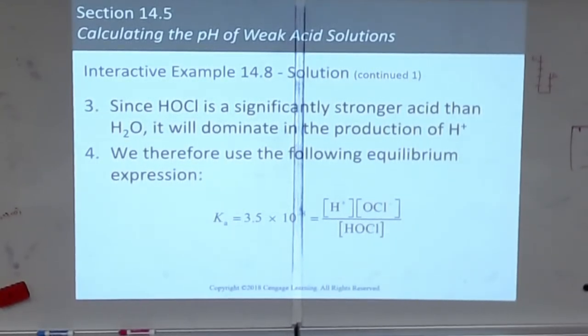That leaves me with these guys. These are the same, right? So if I say x here, this can also be x. And so Ka, 3.5 times 10 to the minus 8th, equals x squared over 0.1. And from there, I can solve.